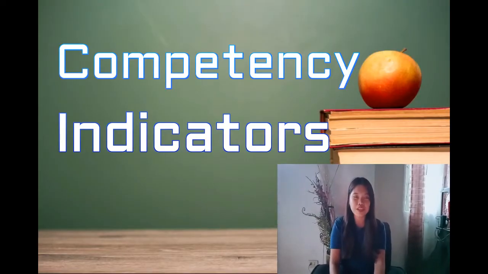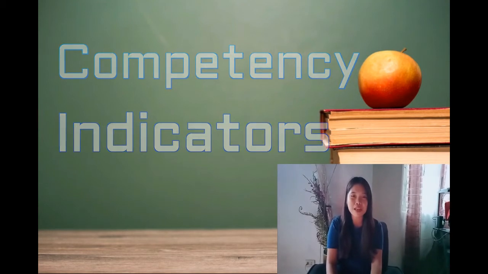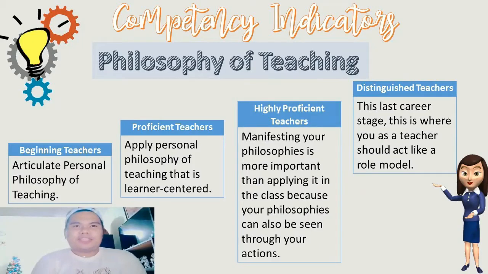To continue our discussion, we will now resume with the competency indicators of every competency in every strand. Guys, so for today, we're going to talk about the competency indicators of Domain 7. So let's start with 7.1.1, which is articulating the philosophies of teaching that aim at learner-centered learning. Next one is 7.1.2, which is applying the philosophy of teaching after the teacher shows or displays his or her philosophies of teaching.